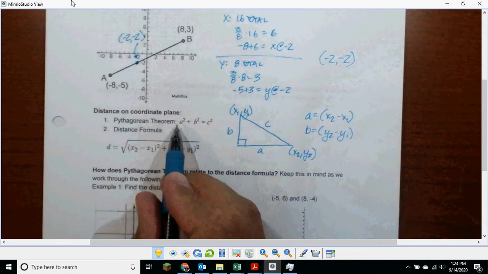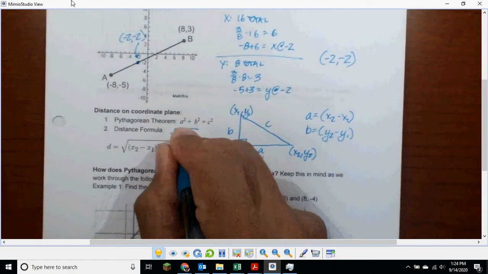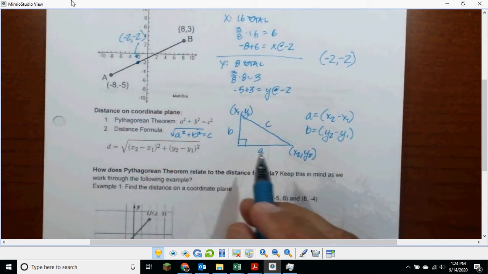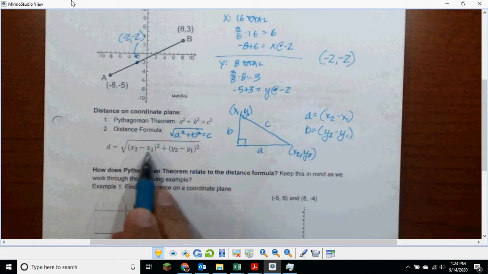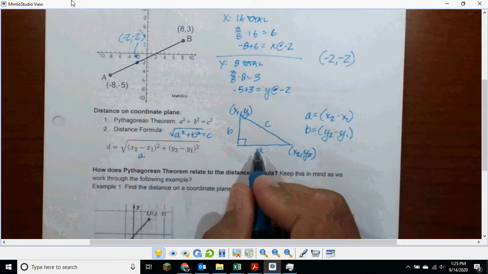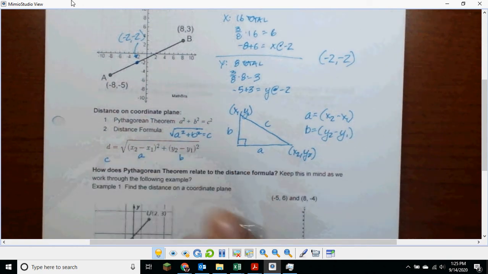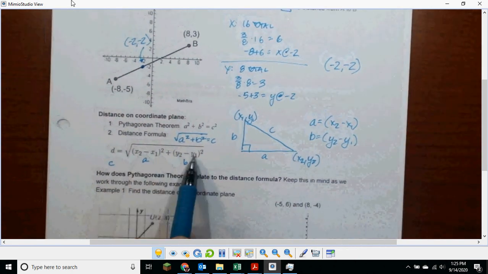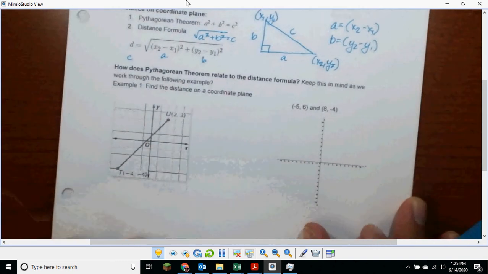Now, if I go back to my Pythagorean theorem and solve it for C, which means I take the square root of both sides, I get the square root of a squared plus b squared equals C. Well, A is just x2 minus x1, so I can plug that in for A right here. And B is y2 minus y1, so that's my B. That's how we use the Pythagorean theorem to derive the distance formula. And the distance formula is just this. You can plug in the steps 1, 2, 3, and it gives you the distance.